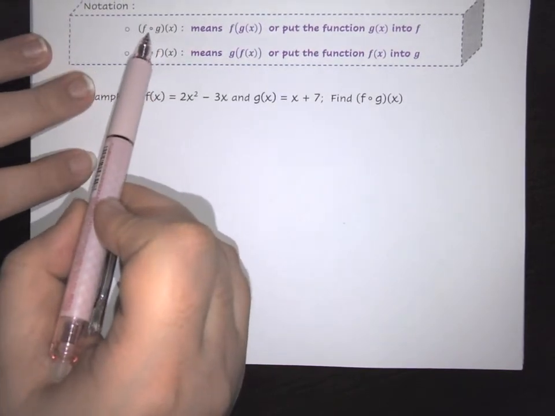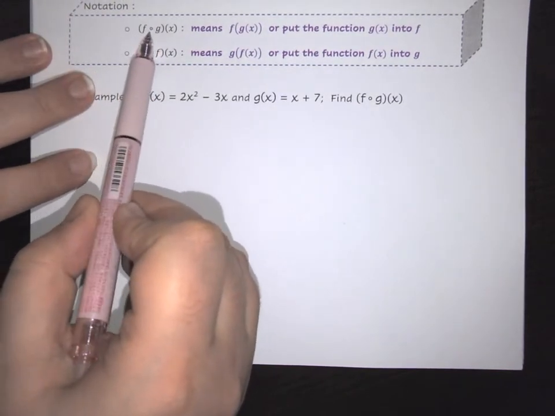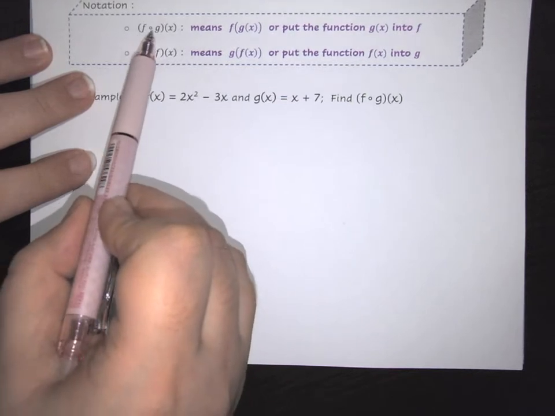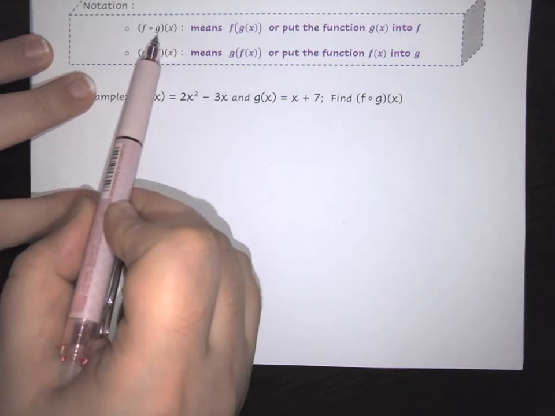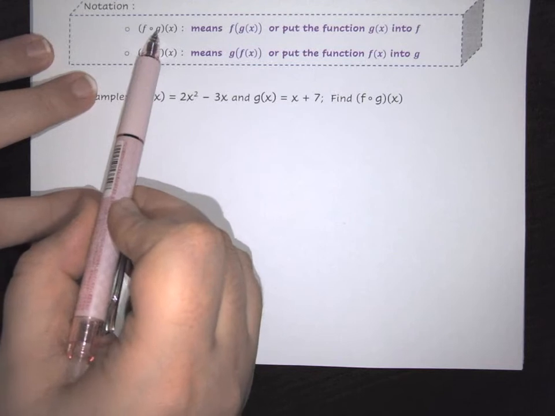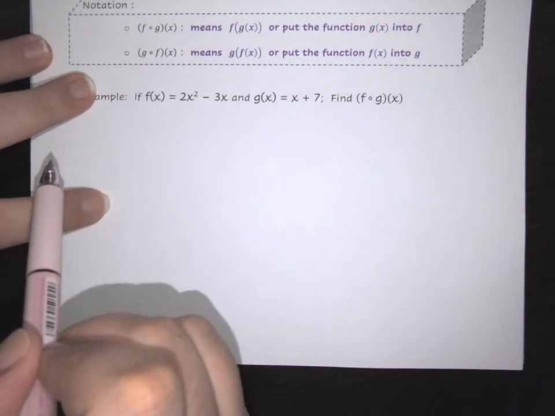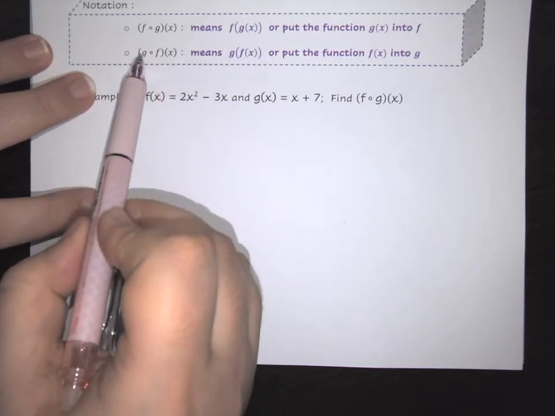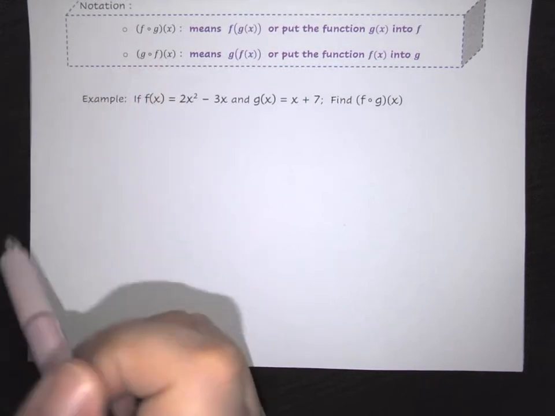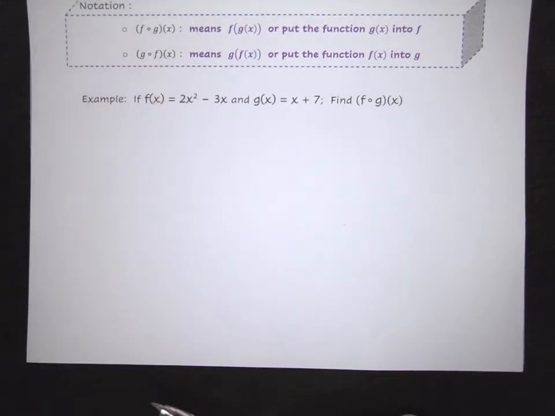f of g, the little circle here, means "of," not multiplication. So you have f of g. What this means is I'm going to take my g function and put it into f and then simplify. Or you can reverse it. g of f means you're going to put f into g and simplify.